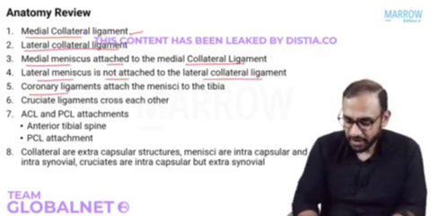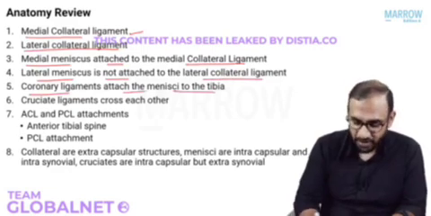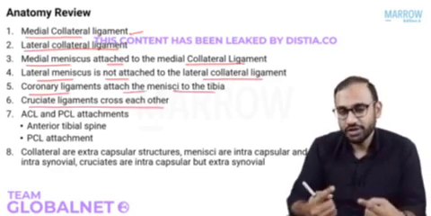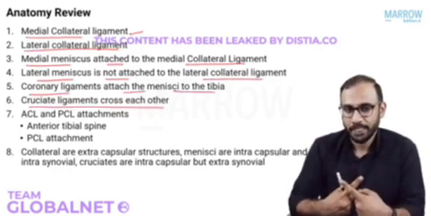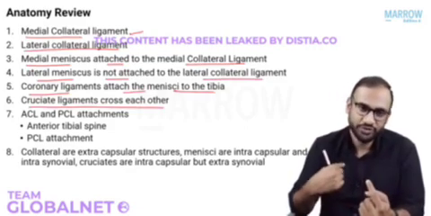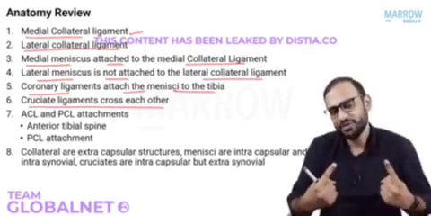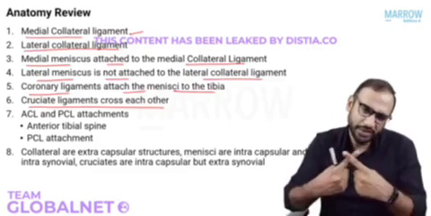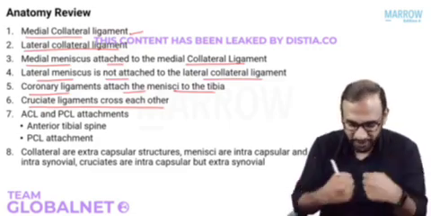Coronary ligaments attach the menisci to the tibia, and cruciate ligaments are known as cruciate because they cross each other. They cross each other in both planes. ACL goes from anterior to posterior, PCL goes from posterior to anterior, and ACL goes from medial to lateral, and PCL goes from lateral to medial. They cross each other, hence they are called cruciate ligaments.